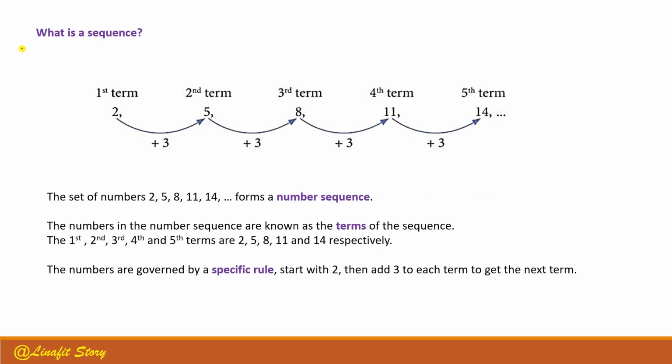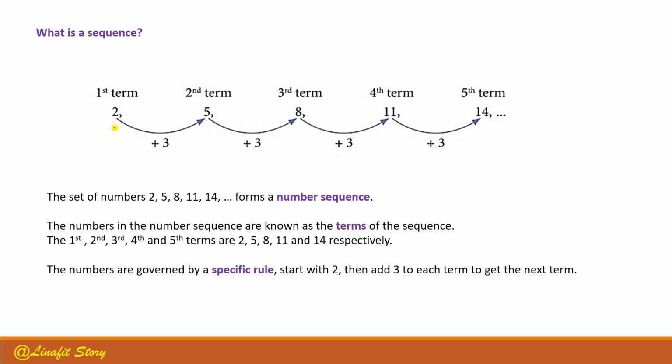What is a sequence? A sequence is a set of things, usually numbers, that are in order. Each number in the sequence is called a term, or sometimes element or member. The first term is 2, the second term is 5, the third term is 8, the fourth term is 11, the fifth term is 14. Three dots means goes on forever, or infinite.